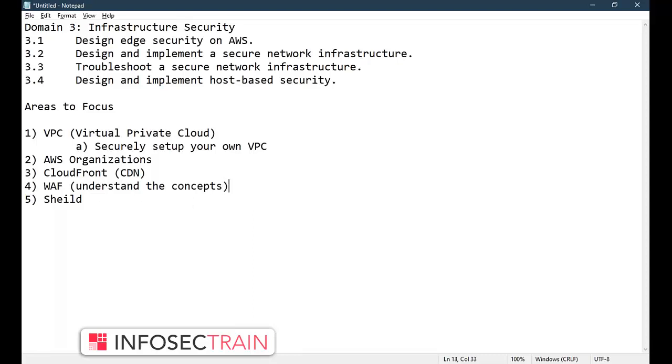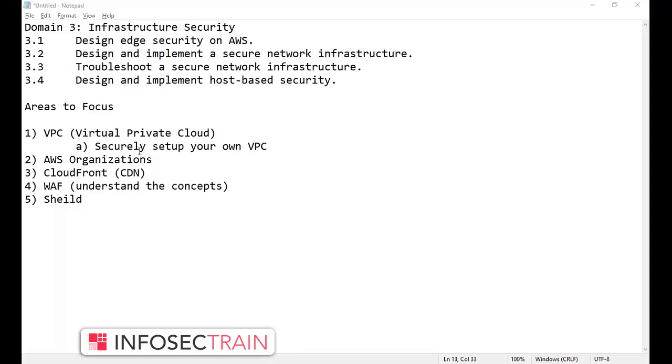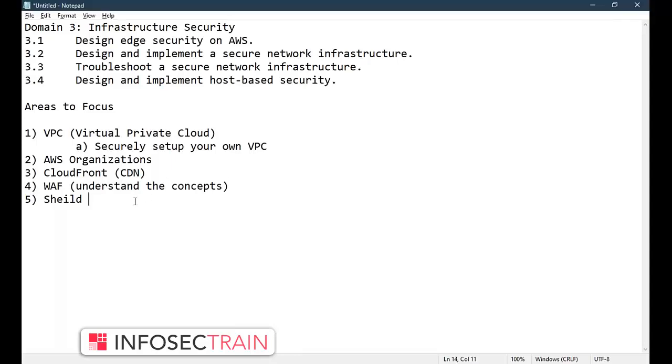So, WAF concept, is it clear, Roshan? Yeah, fine. Okay, so with WAF concepts, one thing you have to keep in mind is to just understand the WAF concept. Just go to the WAF documentation, that is enough. You don't have to learn WAF in depth, and just try it.